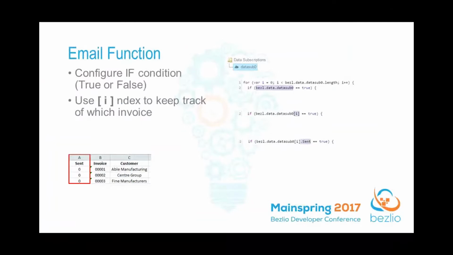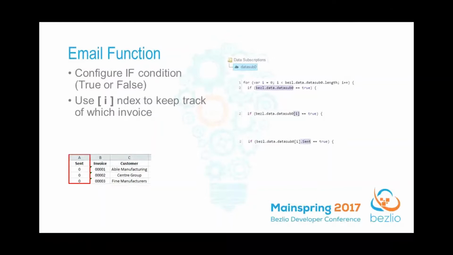Now, a couple of things that we need to address for our if statement, and that is we need to configure the if condition. And we're simply going to check to see if the condition is true or false. Now here, you'll see that what we are going to check for is data, and we're going to check to see if certain data is true or false. Now, with the bezel.data.data sub, that is a collection of all of our information.